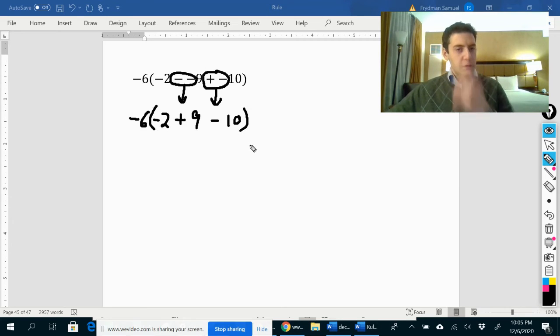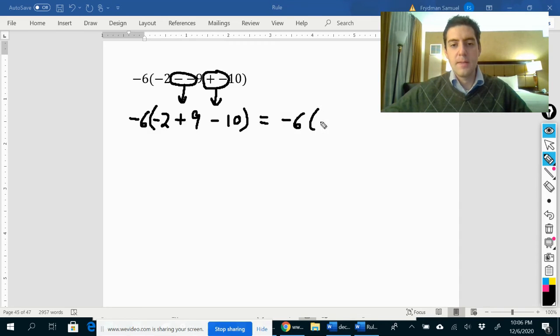Okay, so if I were to evaluate what's in here first, then let's see, negative 2 plus 9 would be positive 7. And then positive 7 minus 10 would be negative 3. So this would be equal to negative 6 times negative 3. Then I have a negative times a negative is positive. So this would be positive 18. Negative 6 times negative 3 would be positive 18. Let's see if I get the same answer using distribution.